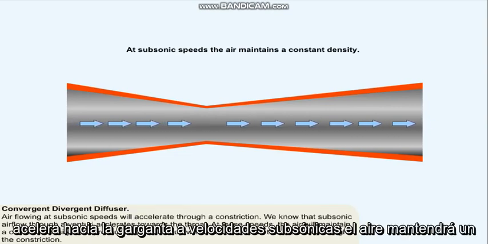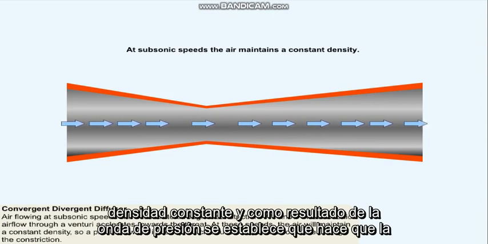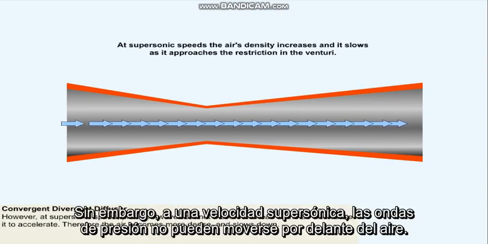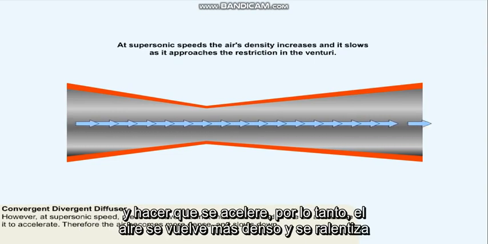At subsonic speeds, the air will maintain a constant density, and as a result a pressure wave is set up which causes the air to accelerate through the constriction. However, at supersonic speed, pressure waves cannot move out ahead of the air and cause it to accelerate. Therefore, the air becomes more dense and slows down.